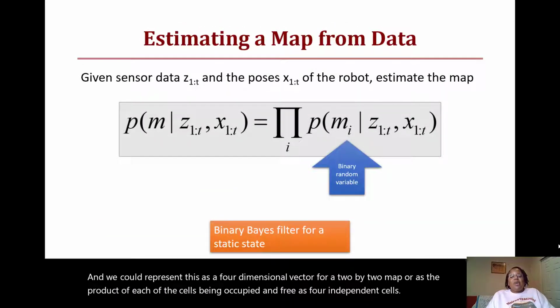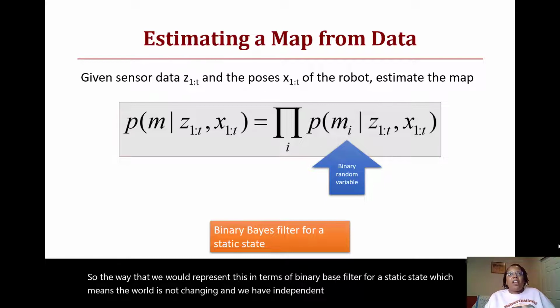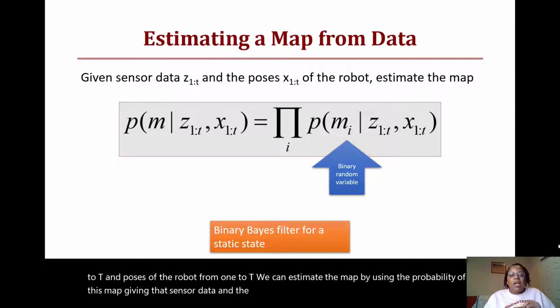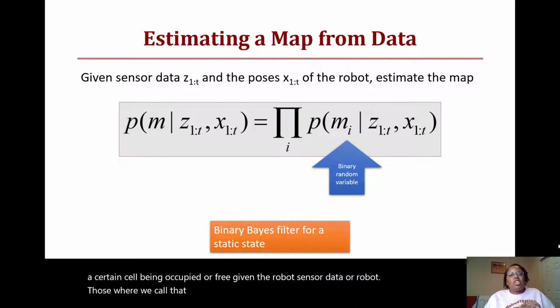The way that we would represent this in terms of a binary Bayes filter for a static state, which means the world is not changing and we have independent cells, is that given sensor data 1 to t and poses of the robot from 1 to t, we can estimate the map. The probability of this map given that sensor data and the robot pose is really just the product of the probability of a certain cell being occupied or free, given the robot sensor data or robot pose, where we call that our binary random variable, which can only take on values of 1 or 0.